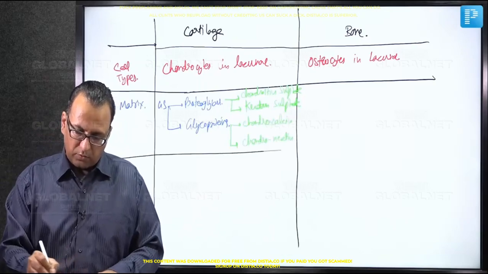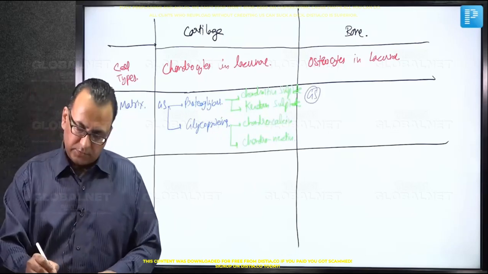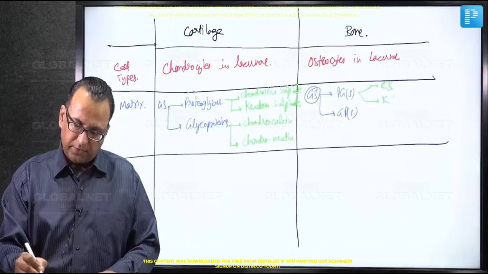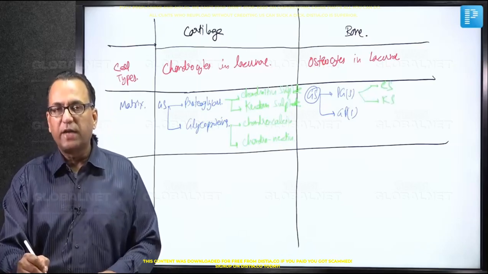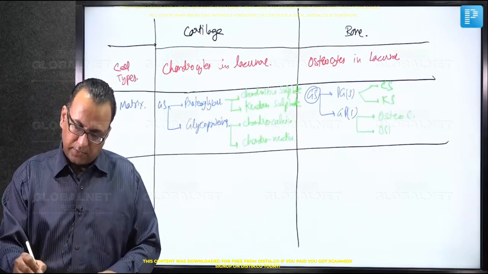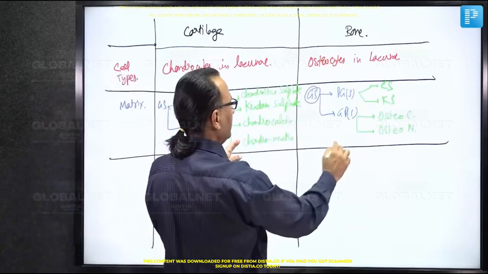When we are talking about the ground substance in the bone, again we have the proteoglycans and the glycoproteins. In the proteoglycans, we need to mention the same chondroitin sulfate, keratan sulfate. But in glycoproteins, you have to change the name now. You have to mention osteocalcin and osteonectin. In the cartilage, it is called chondro. In the bone, it is called osteo.